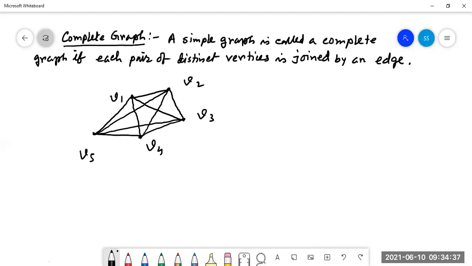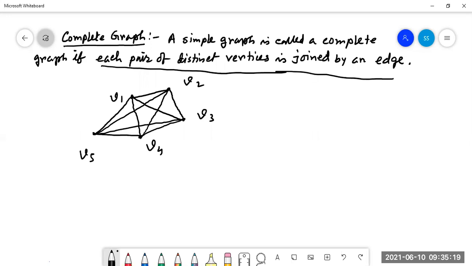So can you say that it is a complete graph from the definition? It is given that each pair of distinct vertices is joined by an edge. Clear? Each pair: V1, V2; V1, V3; V1, V4; V1, V5; again V2, V1; V2, V3; V2, V4; V2, V5; for V3, V3, V1; V3, V2; V3, V4; V3, V5. For V4, V4, V1; V4, V2; V4, V3; and V4, V5. And for V5, V5, V1; V5, V2; V5, V3; V5, V4. Is it clear what a complete graph is?